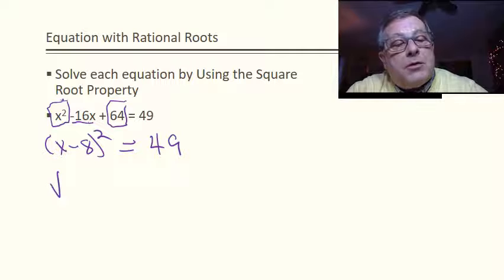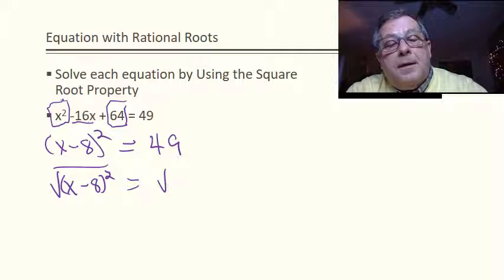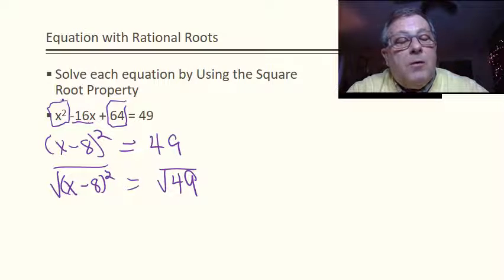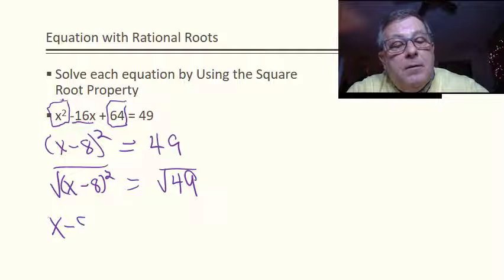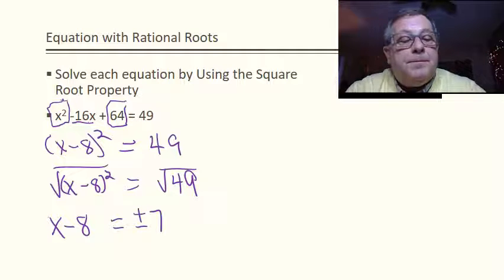And now we're going to take the square root of both sides. So I've got x minus 8 in parentheses, squared, under the radical, and then the square root of 49. And so the square root of x minus 8 squared is x minus 8. And the square root of 49 is plus or minus 7.